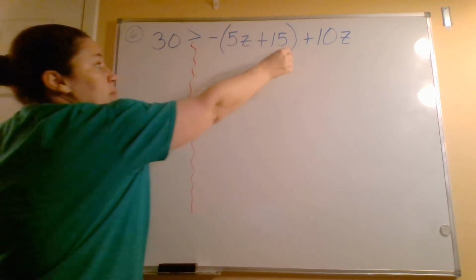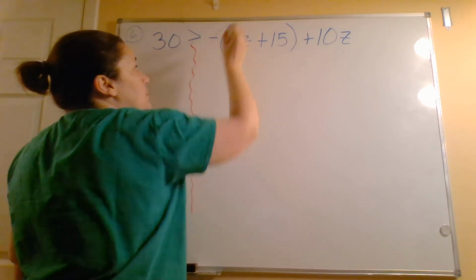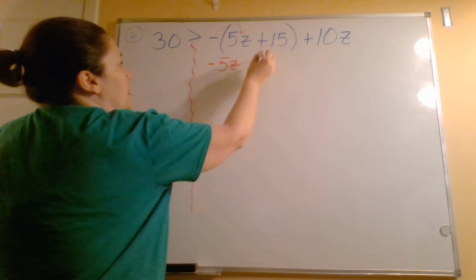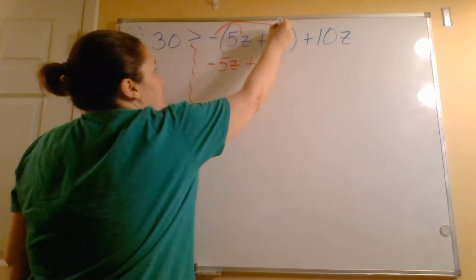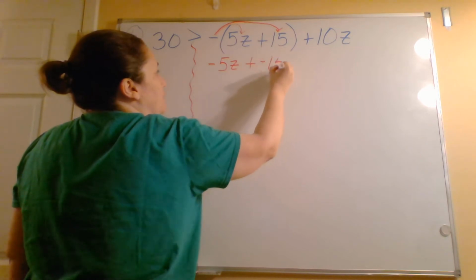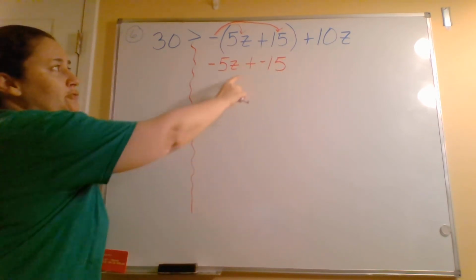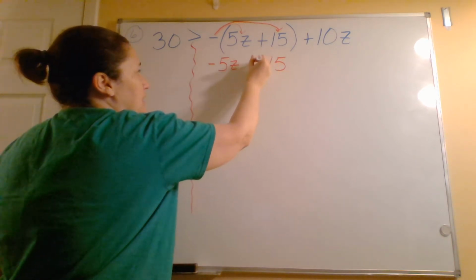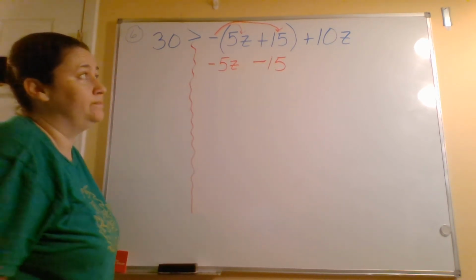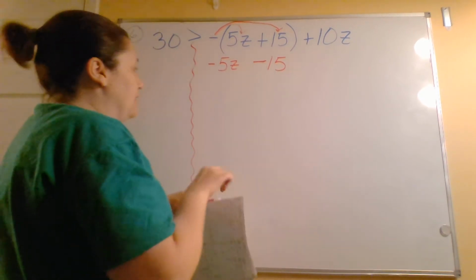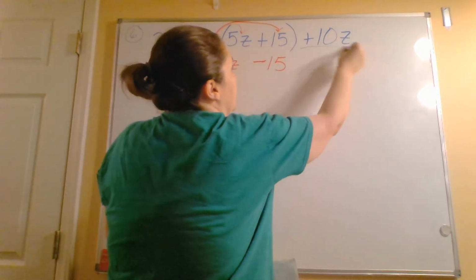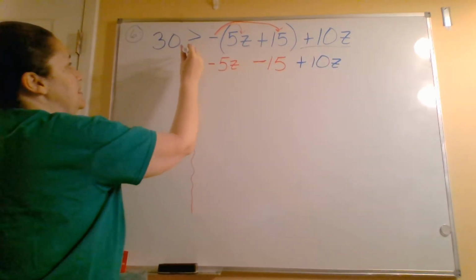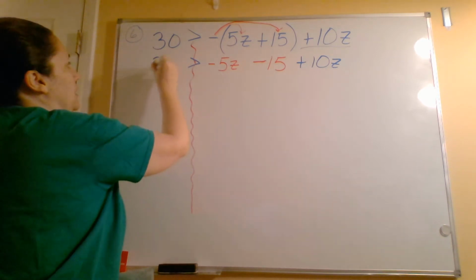I need to get rid of these parentheses, so I'm going to distribute the negative sign. I'm going to make this negative 5z plus, give the negative to the 15, negative 15. Another way of writing plus a negative 15 is just to write minus 15. That's a more simple way of writing it. Now we write down everything else from the problem. There's a plus 10z over here that we need to write down, and we need to write down this side of the inequality. 30 is greater than.